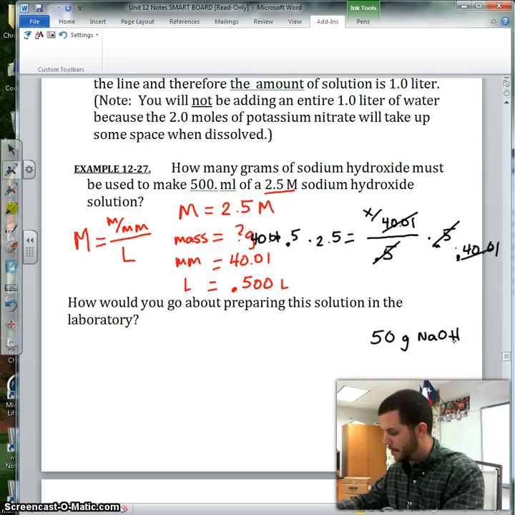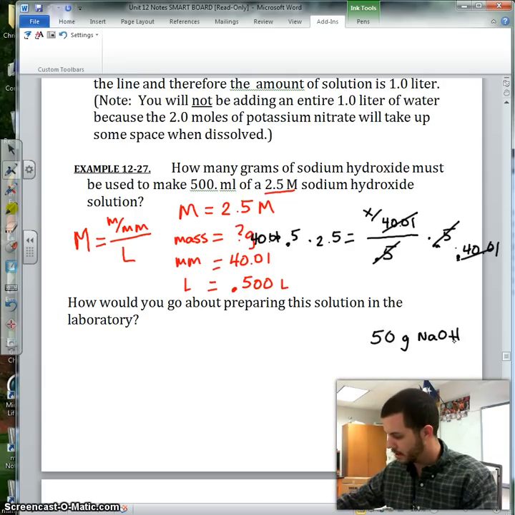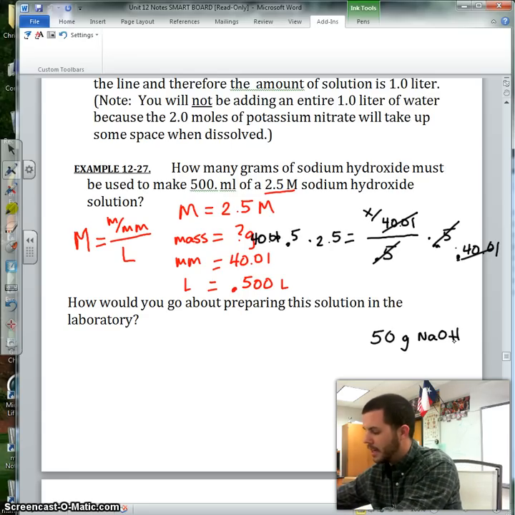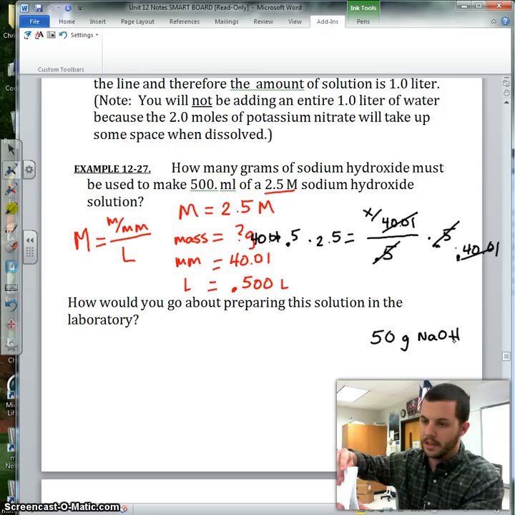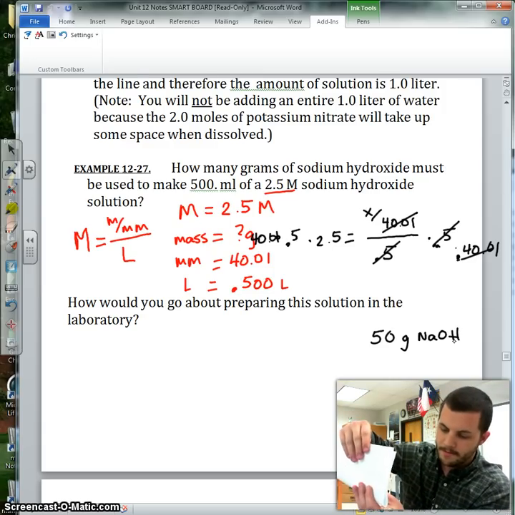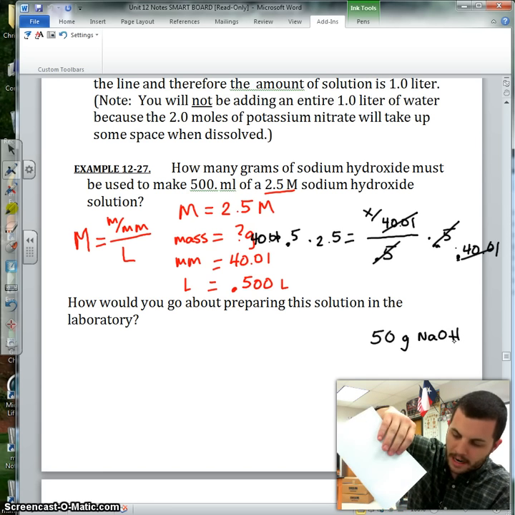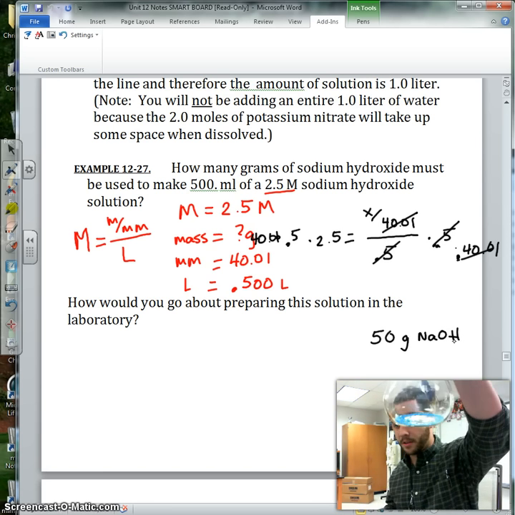So what I'm going to do is mass this out real quick. Okay, perfect, 50 grams right there. So now I'm going to dump my 50 grams into my volumetric flask. And there it goes, 50 grams, there it is.